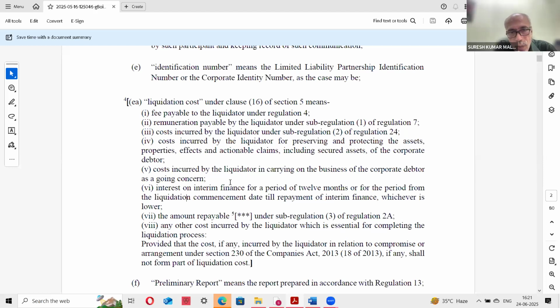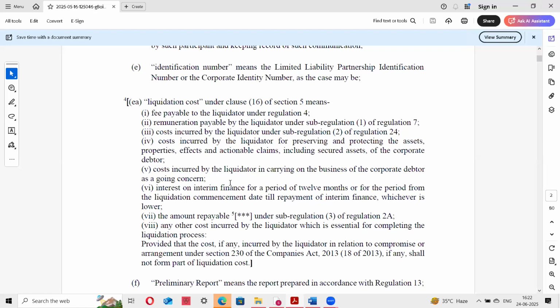Here my query is that if a liquidator is trying to keep it as a going concern, and he has to get material from the previous supplier, and the previous supplier says that first give me my last bill, only then I will supply. Like electricity, which is something very essential for the plant. They say you first give me the old payments, and only then I will supply. So will that old payment be a liquidation cost? No. That has to be part of the claim.